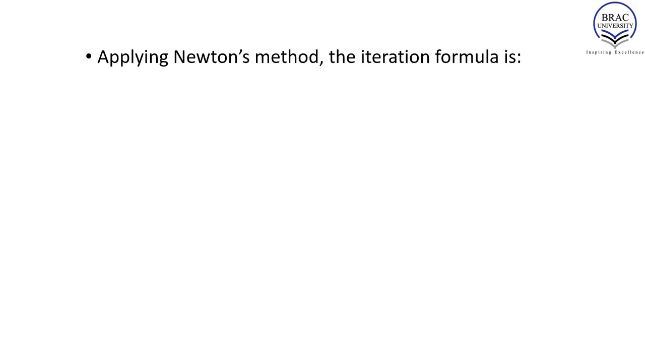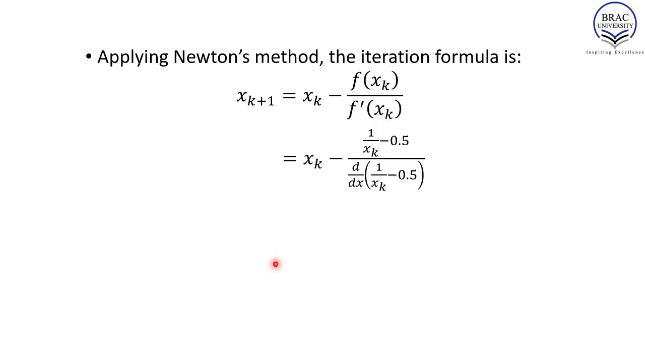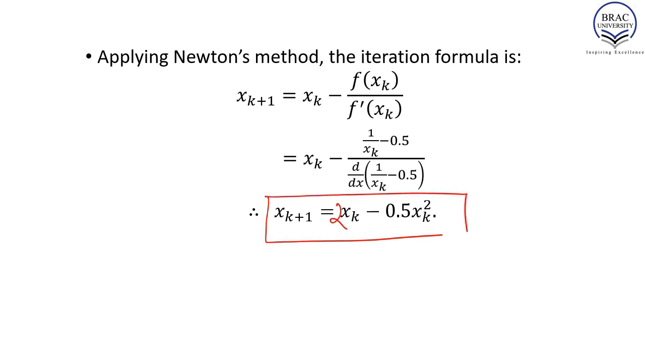Applying Newton's method, the iteration formula is here. We now put in the function and its first derivative with a equal to 0.5, and rearrange. That is our iteration formula. Again, there is a typo here. This should be 2 times x sub k. That is our correct iteration formula here, including the 2.